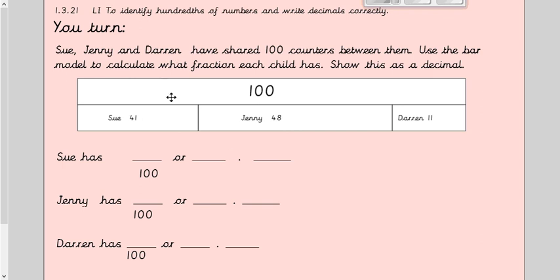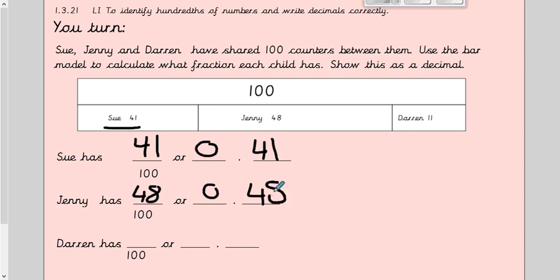So Sue has how many counters out of 100? Straight away, I can see she has 41. And as a decimal, that would be 0, and there's 4 tenths, so we put 4 there, and 1 hundredth, so 1. So 41 hundredths is the same as 0.41. Jenny has 48 counters out of 100, and as a decimal, that would be 0.48. And then finally, Darren has 11 out of 100 counters, or 0.11. Okay, for those of you who had to go on your own, hopefully you managed to get the same.